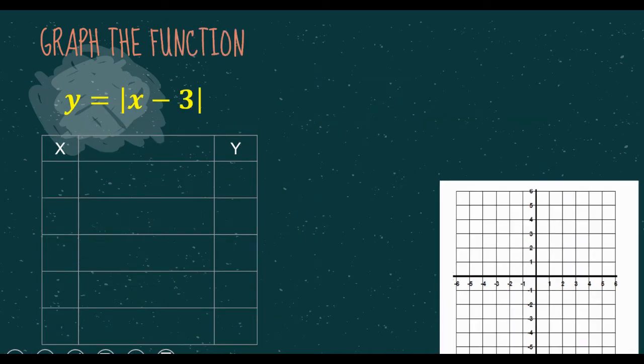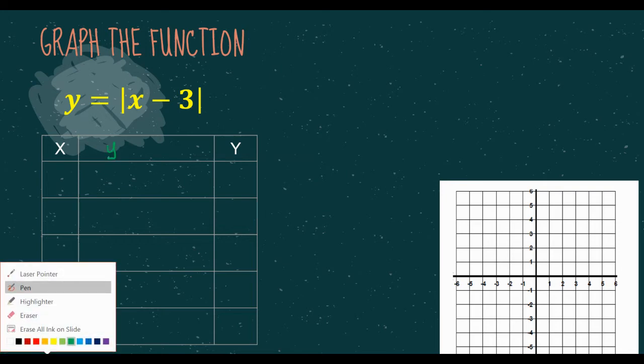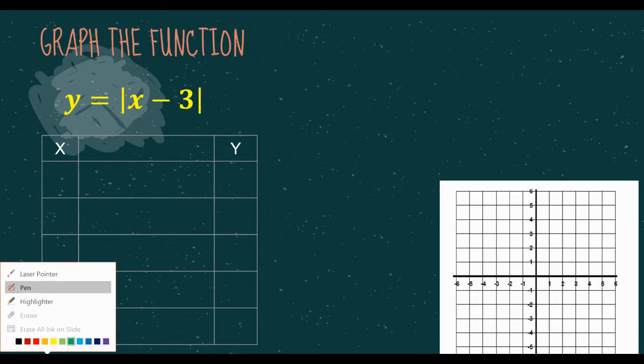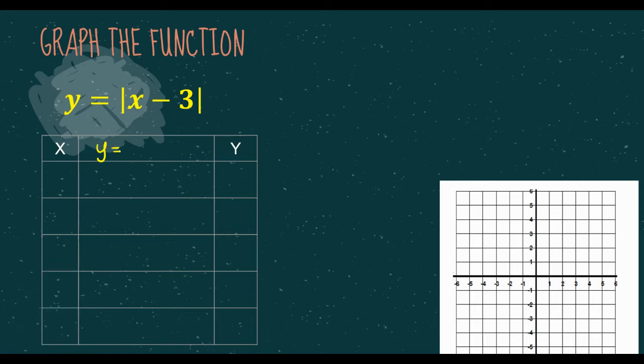Okay, all right, so if you can write down this equation in your T-chart. I want to do a different color. Let me erase that. Okay, Y equals absolute value of X minus 3. I'm choosing the numbers, and I'm not really going to explain why I'm choosing these numbers right now.